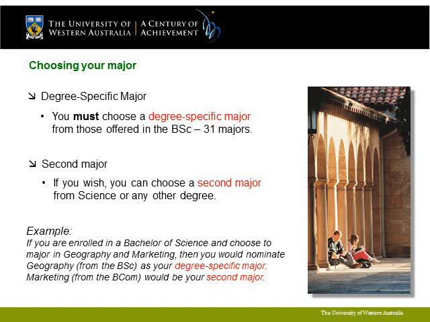For example, if you are enrolled in a Bachelor of Science and choose to major in Geography and Marketing, then you would nominate Geography from the Bachelor of Science as your degree-specific major. Marketing from the Bachelor of Commerce would be your second major. You do not have to choose what your degree-specific major will be at the start. However, when you are planning your course, you need to make sure that you end up with a degree-specific major in order to graduate.